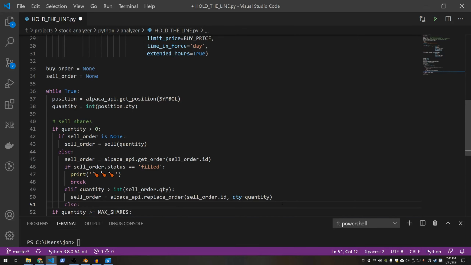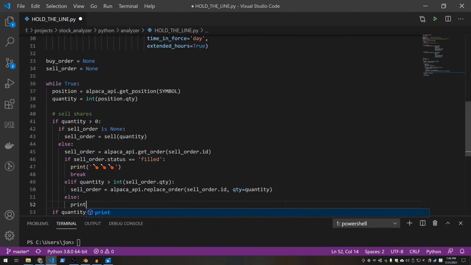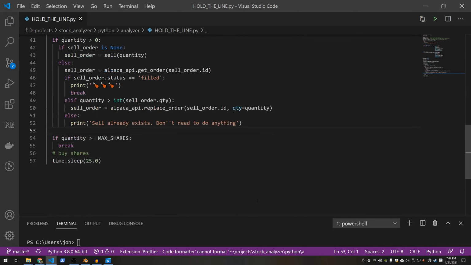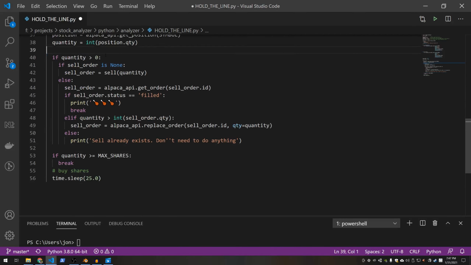If the quantity is equal to the current quantity in our position, then we don't actually have to do anything. So we can just have a nice little comment here which explains that the sell already exists. Don't need to do anything. All right. So I'm just going to delete this comment here.